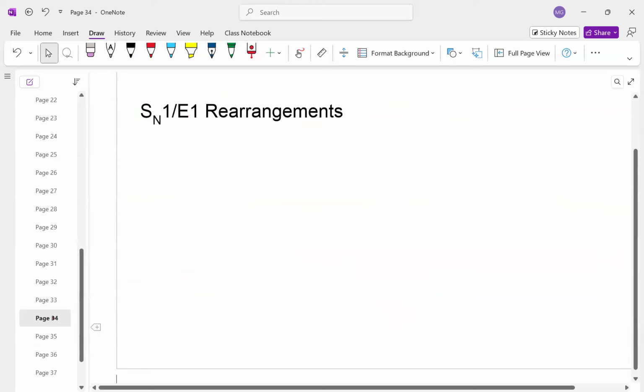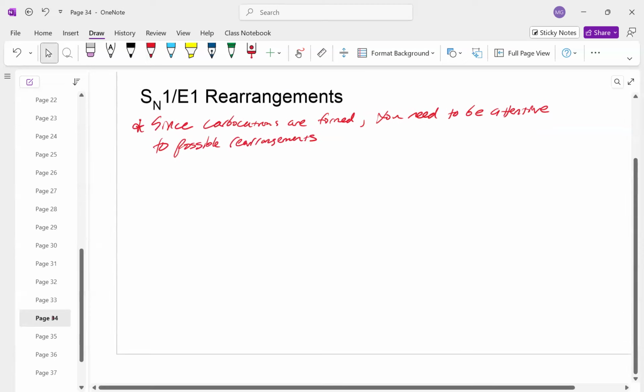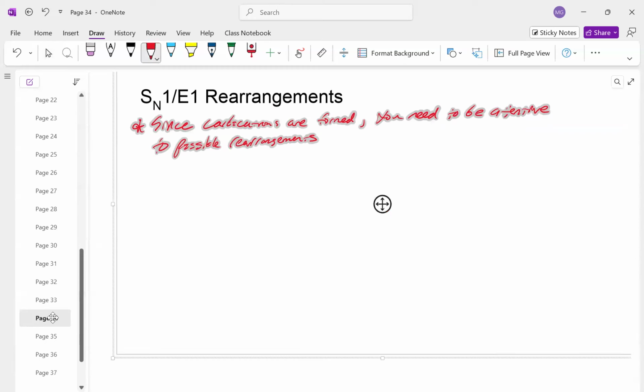Now, one thing I do want to point out is that both of these mechanisms involve carbocation intermediates. So you always need to keep that in the back of your mind. Since carbocations are formed, you need to be attentive to possible rearrangements. If a more stable carbocation can be formed by rearranging, then it's going to do that. So let's look at an example here.